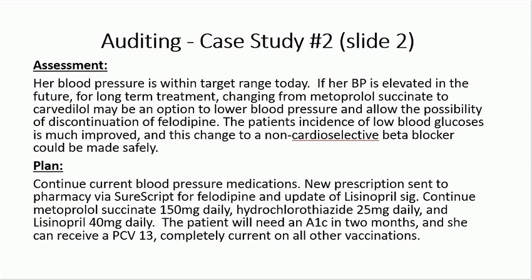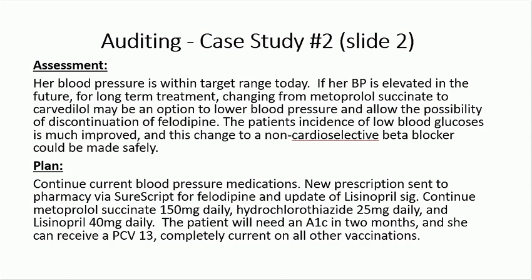On this slide, we see the provider's assessment and plan for Case 2. The patient's blood pressure is within target range today. If her blood pressure is elevated in the future for long-term treatment, changing from metoprolol to carvedilol may be an option to lower the patient's blood pressure and allow the possibility of discontinuing the felodipine. The patient's incidence of low blood glucoses has much improved, and this change to a non-cardioselective beta blocker could be made safely.